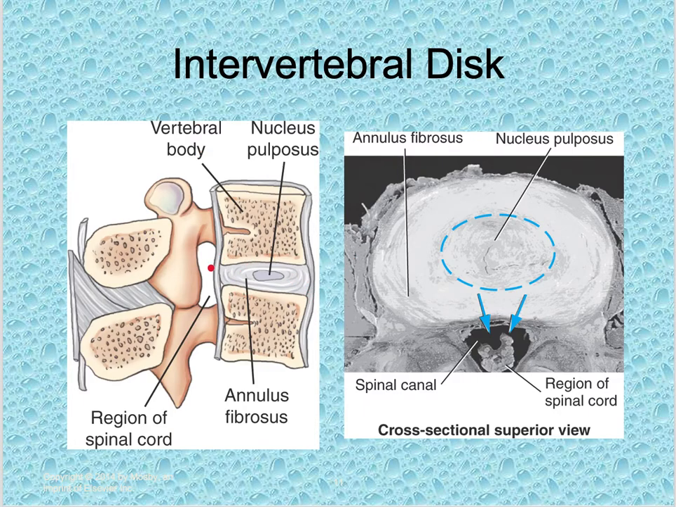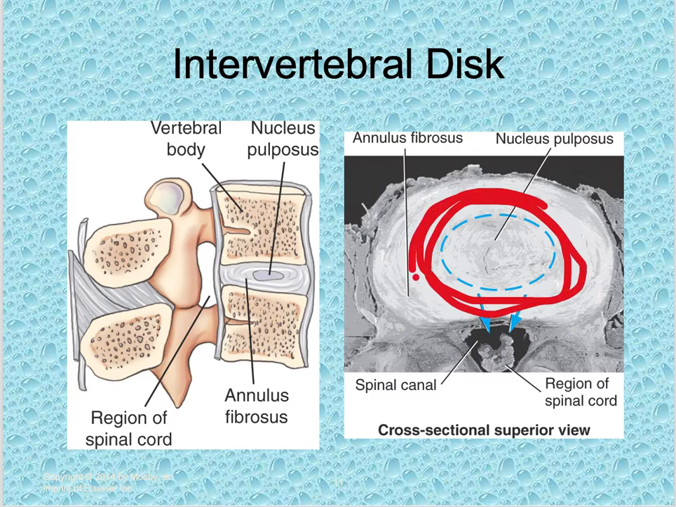Intervertebral disc. This intervertebral disc is a shock absorber between the vertebral bodies. You have a vertebral body above and a vertebral body below with the intervertebral disc in the middle, creating a shock absorber so it's not bone on bone. This intervertebral disc is made up of annulus fibrosus, so just fibrous tissue around this gelatinous nucleus pulposus inside, okay?